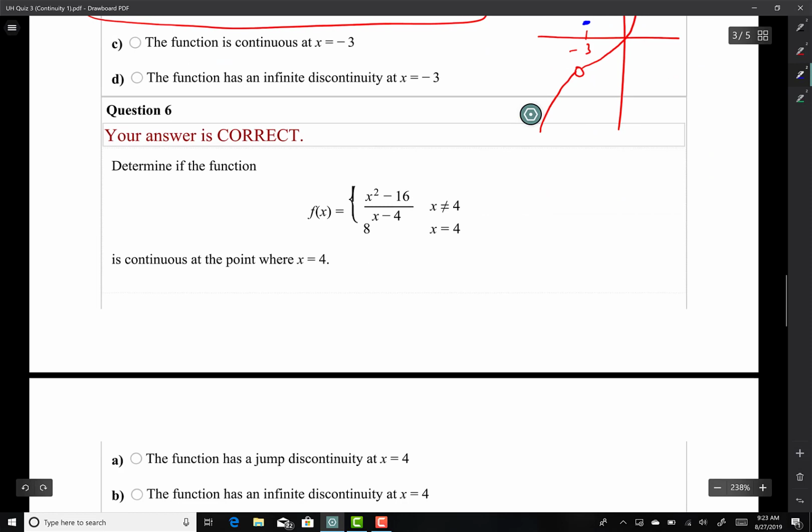Determine if the function is continuous at the point where x equals 4. All right. So x can't equal 4 because you have a 0 in the denominator. Expand this, guys. x minus 4 or x plus 4, all over x minus 4. The x minus 4's cancel out.